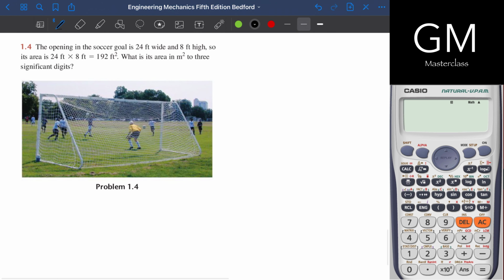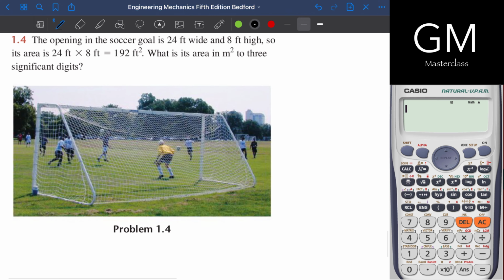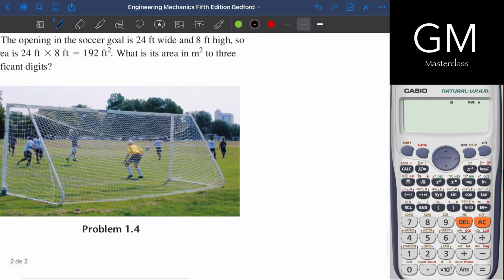Okay, now we're going to solve this problem. The problem says the opening in the soccer goal is 24 feet wide and 8 feet high. So its area is 24 feet times 8 feet. It is equal to 192 square feet. What is its area in square meters to three significant digits?